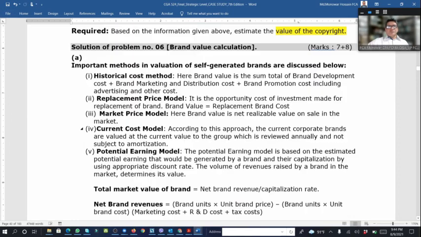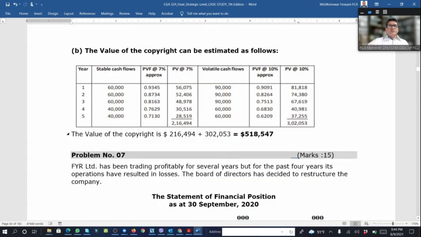That means Financial Reporting. Look here, the value of the copyright can be estimated this way. For 5 years, the stable cash flow is 60, 60, 60 and 40, 40, with the PV factor at 7%. The volatile cash flow over 5 years is 90, 90, 90, 60, 60, with the PV factor at 10%. Adding both items, the value of the copyright comes to 5,18,000.